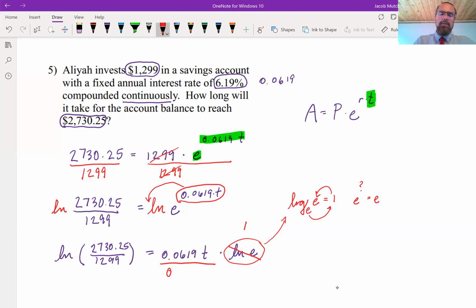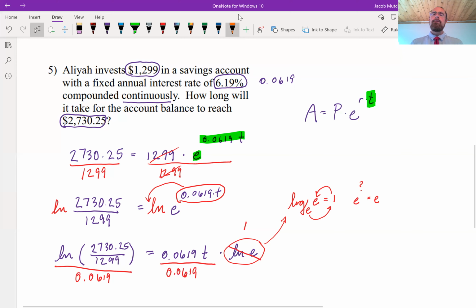And to finalize the solution here, that's what I'm going to divide by. And that finalizes this expression on the left side. All I need to do is take that natural log of the fraction 2,730.25 over the initial investment of 1,299, all divided by the interest rate 0.0619. And that should give me my time. So we'll head over to the calculator to crunch that time value.